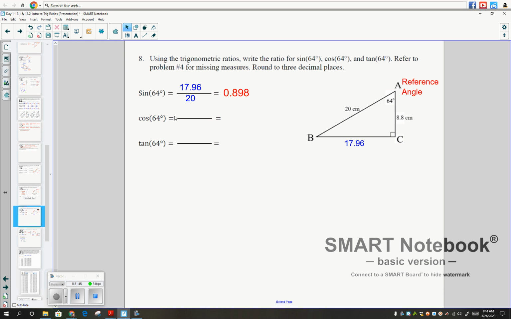Cosine. Cosine is adjacent over hypotenuse. Which side is adjacent? 8.8 is adjacent. Remember that hypotenuse is 20, so it's 8.8 over 20. Simplify that as a decimal, divide it out, I get 0.44 is my answer. And tangent was TOA. Opposite over adjacent. 17.96 is opposite, 8.8 is adjacent, so I get the ratio 17.96 over 8.8, which simplifies to be 2.041.